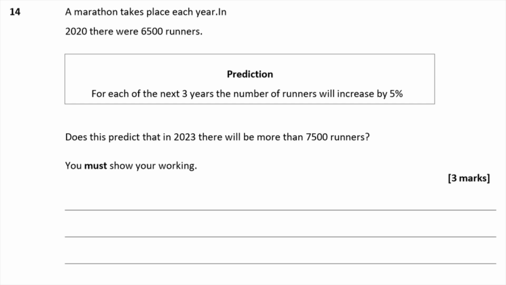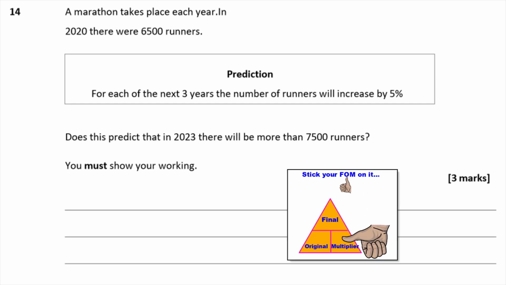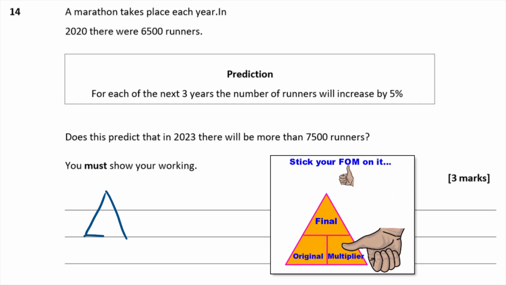So for all percentage problems, I use FOM. Stick your FOM on it. So FOM. What's F? What's O? What's M? F stands for the final. That is what we're trying to predict. That's what we're trying to work out, how many runners there are in 2023. Original is the amount of runners that we start with, which is 6,500.